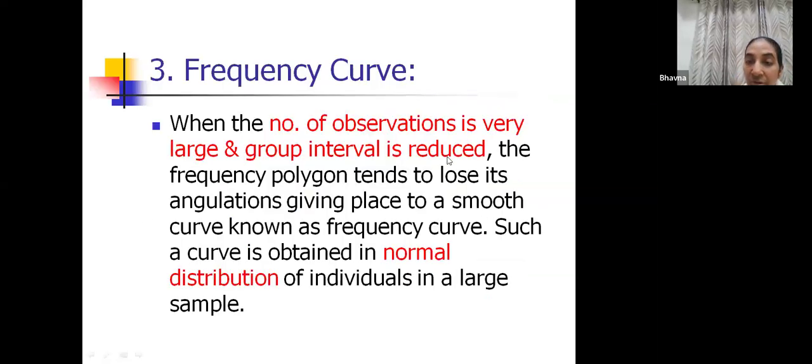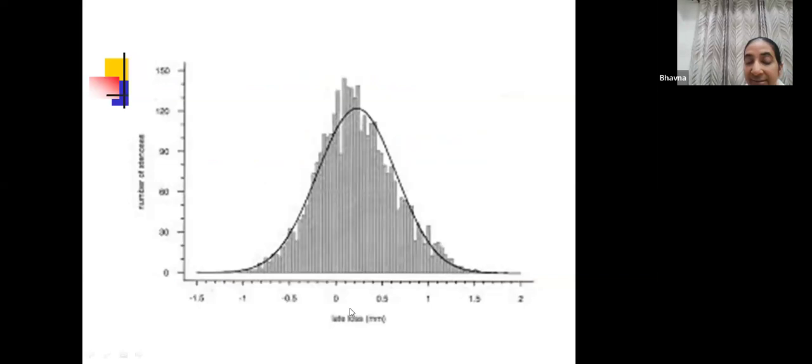When the number of observations is very large and the group interval is reduced, the frequency polygon tends to lose its angulation, giving place to a smooth curve known as a frequency curve. Such a curve is obtained in a normal distribution of individuals in a very large sample, okay? For example, if I increase the number of bins and the number of observations in each bin is huge, I cannot draw straight lines from the midpoint of each vertical bar. What happens? When I join these lines, it becomes very smooth, and ultimately it takes the shape of a normal distribution, okay?